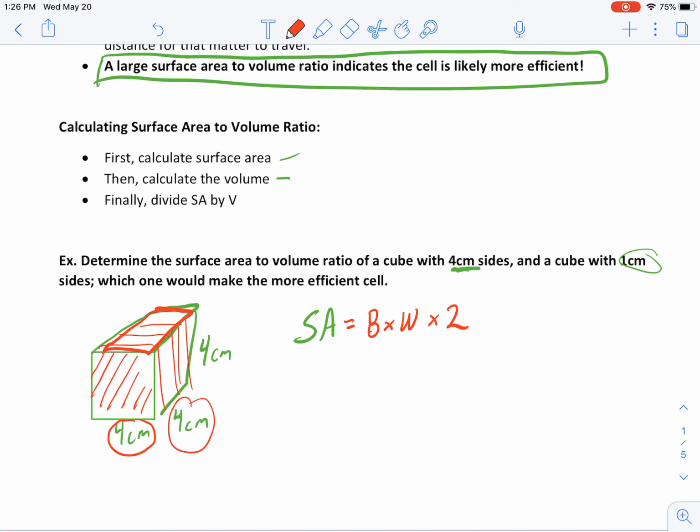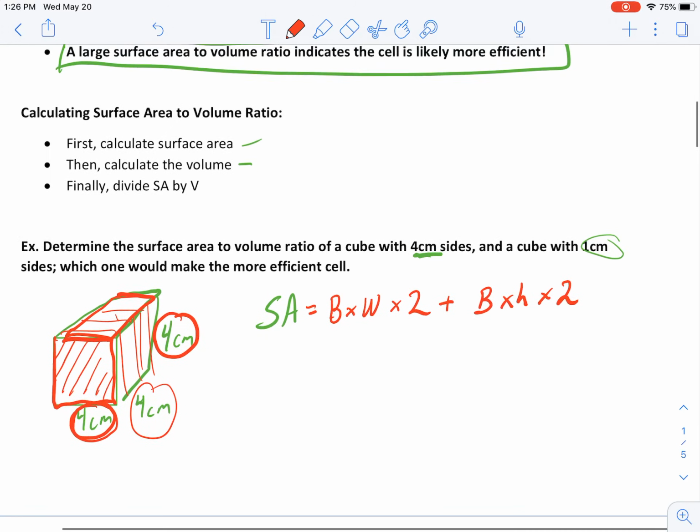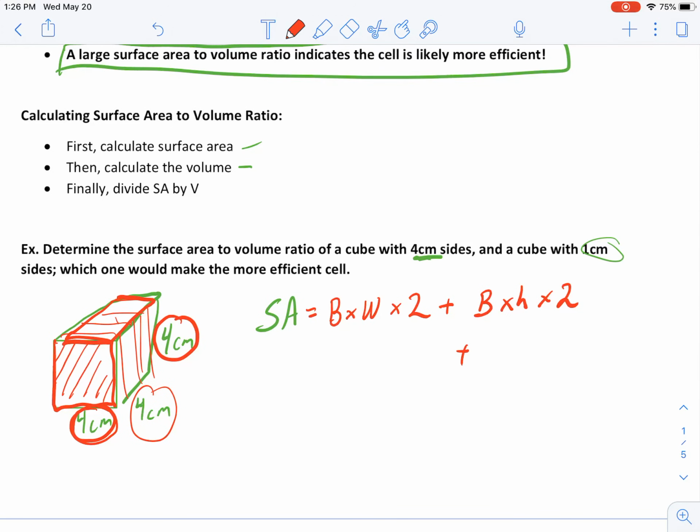Then we're going to add your base times height, which is going to be this 4 centimeters times this 4 centimeters to give us this square here, times 2, because again there's one over this side that we can't see. And then you add your width times height. So that was this 4 centimeters times this 4 centimeters to give us our final side. And of course, the side over here.